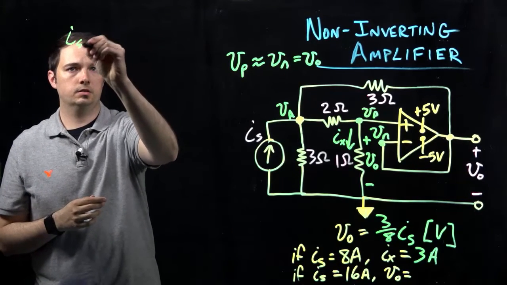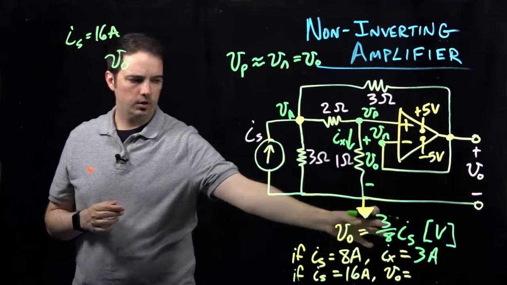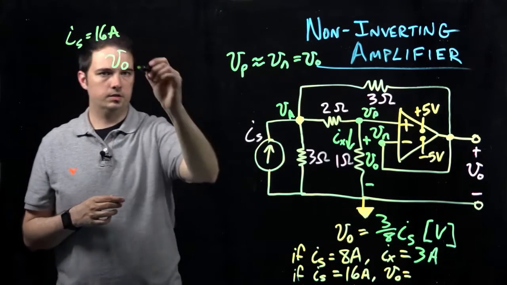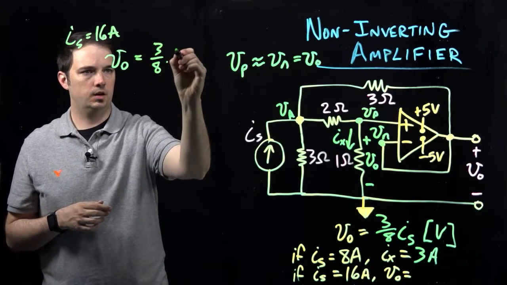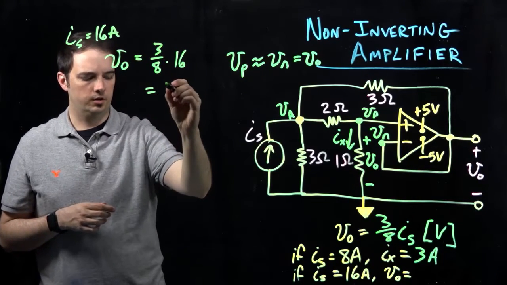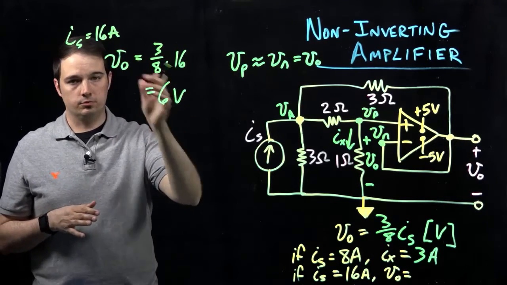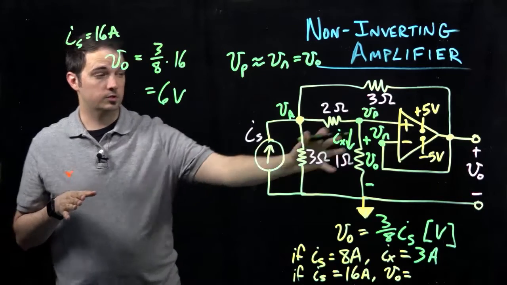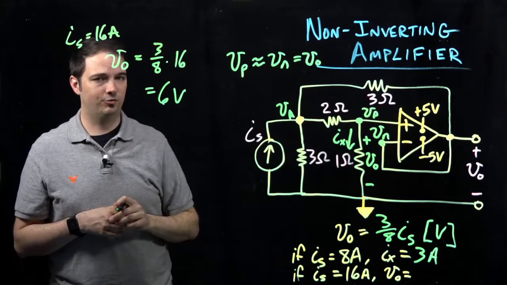Okay, now for the second case, if IS is equal to 16 amps, then plugging this again back into our original equation for V naught, V naught would be equal to 3/8 times 16, which would give us 6 volts here. Now, in this case, we need to recall what we said at the very beginning of the video, which is the input power supply to our op-amp is plus or minus 5 volts.